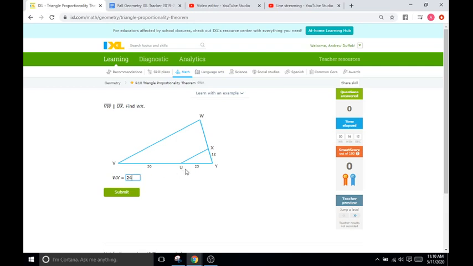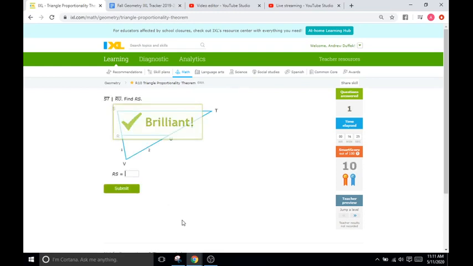Something I want to point out too is that the scale factor is 2, because 25 times 2 is 50, and 12 times 2 is 24. So you might be able to use that sometimes as well.